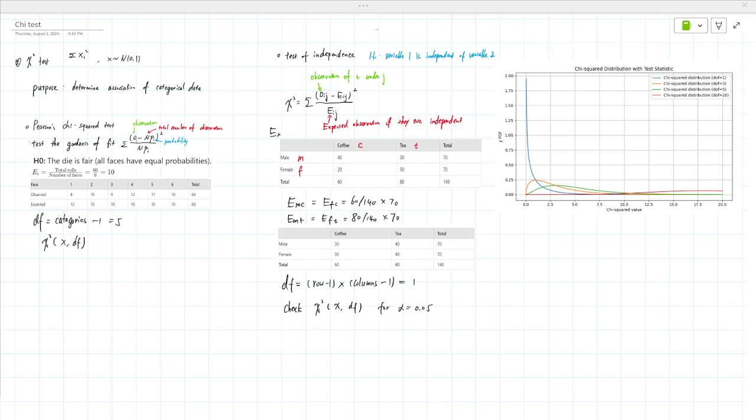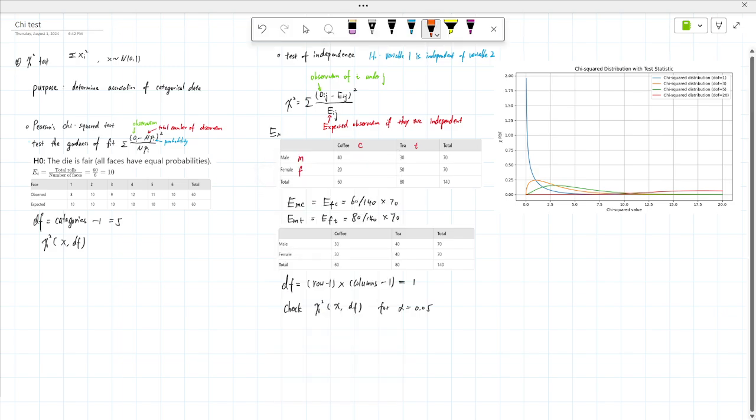Okay, let's talk about chi-test. So chi-square is the distribution of the sum of Xi squared, where X is the normal distribution. The purpose of chi-test is to determine association of categorical data.